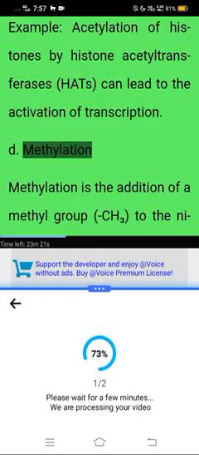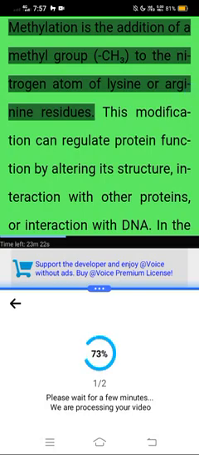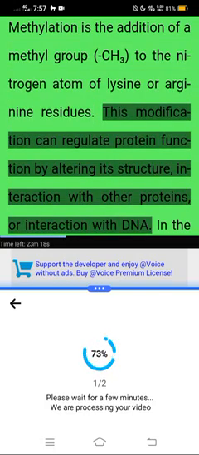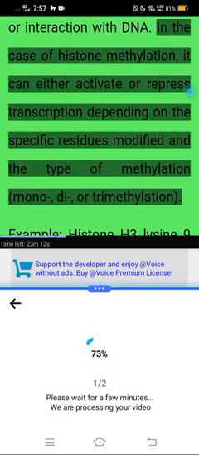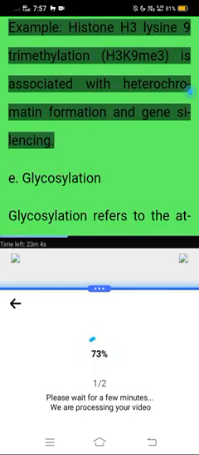D. Methylation. Methylation is the addition of a methyl group (CH3) to the nitrogen atom of lysine or arginine residues. This modification can regulate protein function by altering its structure, interaction with other proteins, or interaction with DNA. In the case of histone methylation, it can either activate or repress transcription depending on the specific residues modified and the type of methylation: mono-, di-, or trimethylation. Example: histone H3 lysine 9 trimethylation (H3K9me3) is associated with heterochromatin formation and gene silencing.